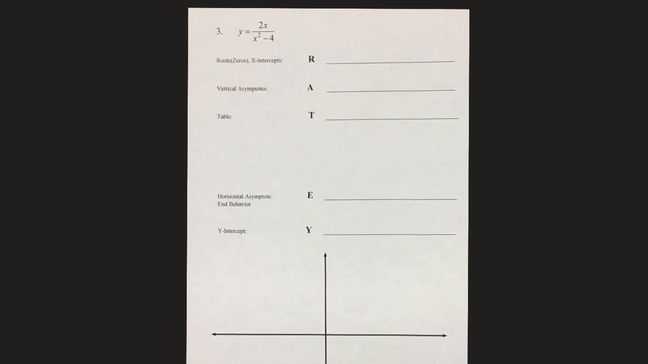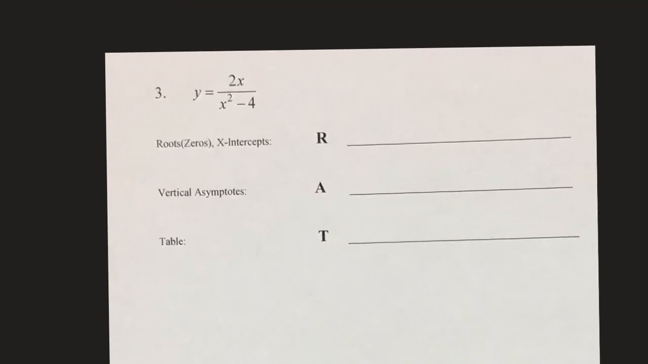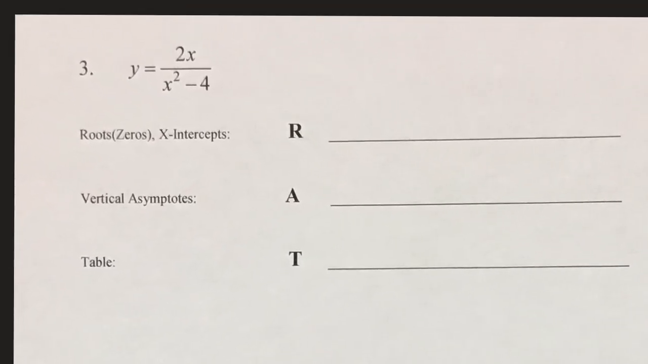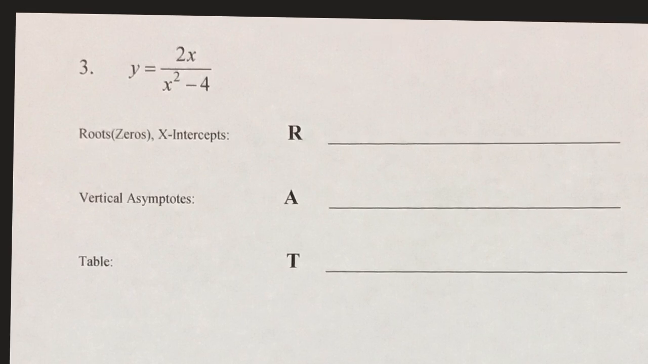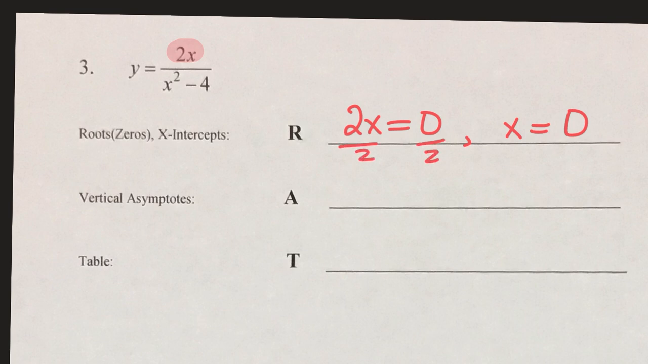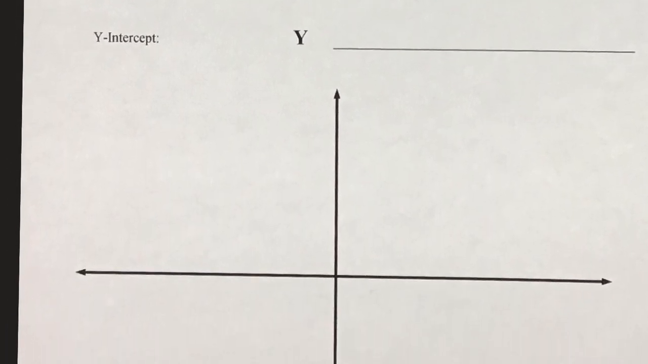Okay, here's a little bit more involved example, because it has an x on top and an x squared on bottom. But we can still do this. R stands for roots. So we look at the numerator. It always comes from the numerator. 2x equals 0. 2 times some number equals 0. So that means x equals 0, because we divide both sides by 2. 0 divided by 2 is 0. So it crosses our axis at the origin.